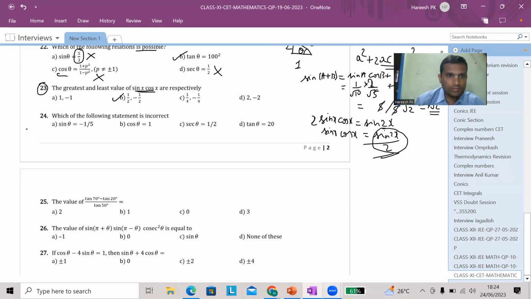Again, easy question. Tirga 24th, which is incorrect. This is correct. This is correct. Tan theta is 20 is correct, but secant theta is half is incorrect. So this is the answer.